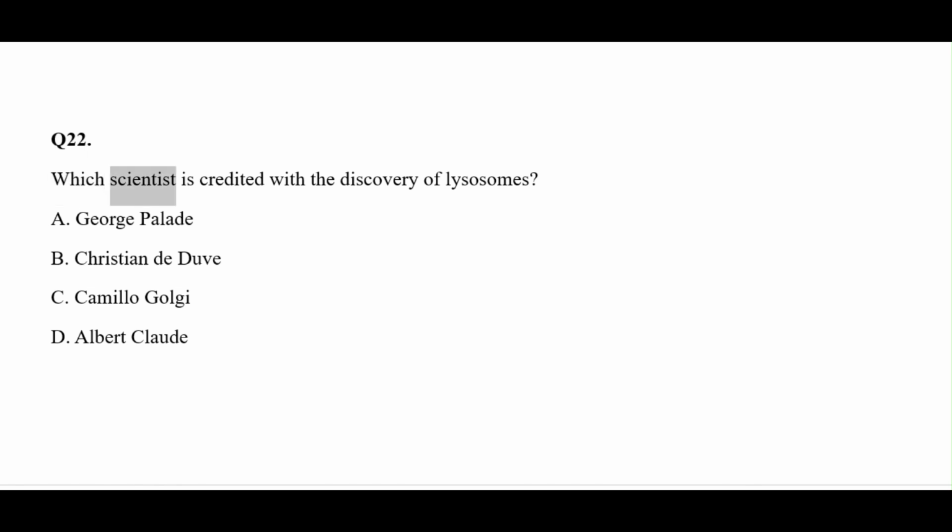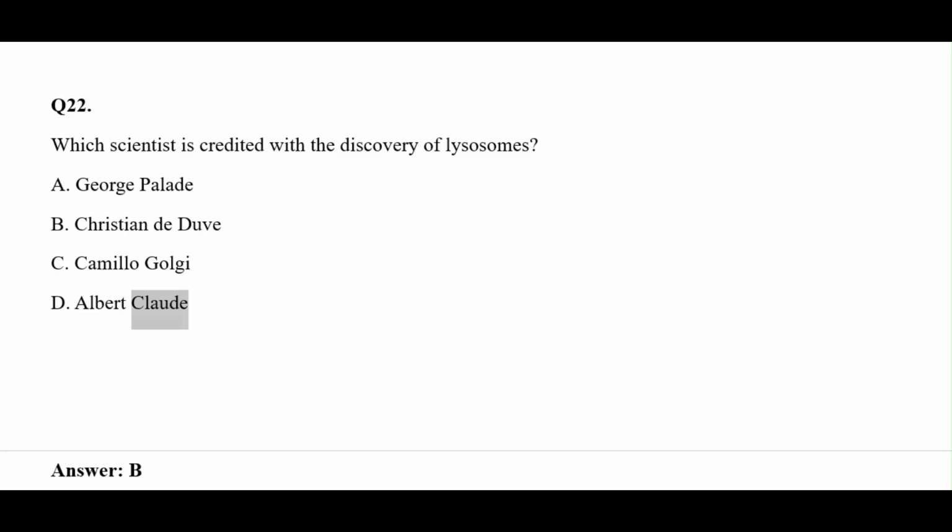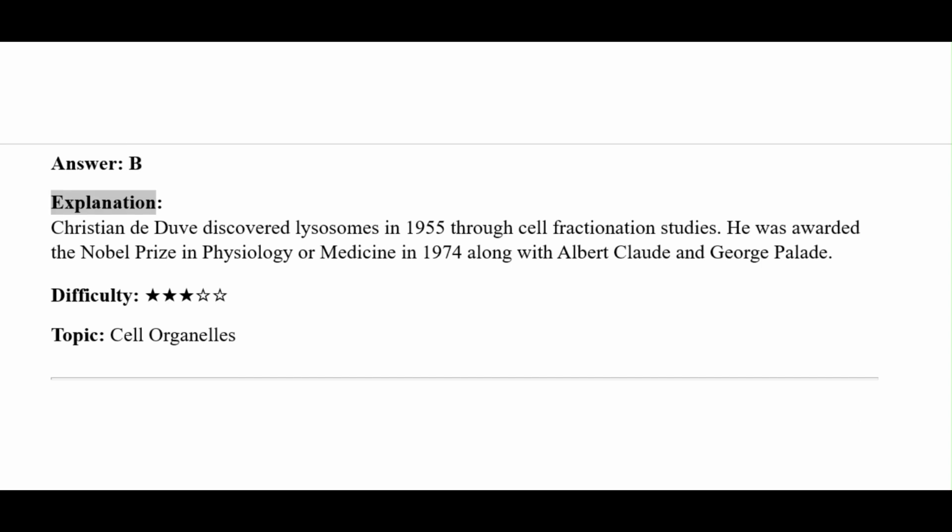Q22. Which scientist is credited with the discovery of lysosomes? A. George Palade. B. Christian de Duve. C. Camillo Golgi. D. Albert Claude. Answer, B. Explanation. Christian de Duve discovered lysosomes in 1955 through cell fractionation studies. He was awarded the Nobel Prize in Physiology or Medicine in 1974 along with Albert Claude and George Palade. Difficulty. Topic: Cell organelles.